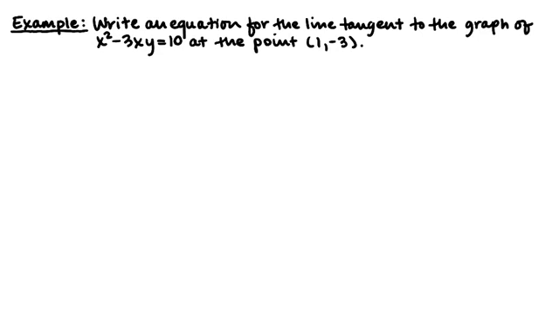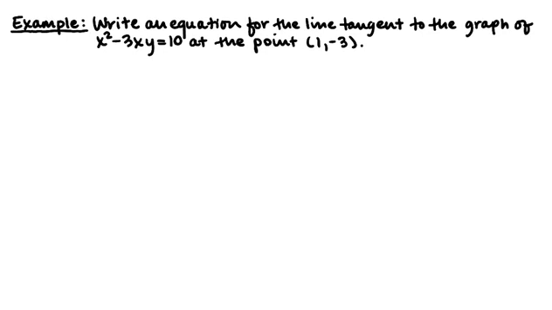All right, yeah, now let's actually use dy/dx for something. We need to write an equation for the line tangent to the graph of x^2 minus 3xy equals 10 at the point (1, -3). Yeah, we can do that. Well, we've got a point. Now what we need is a slope.